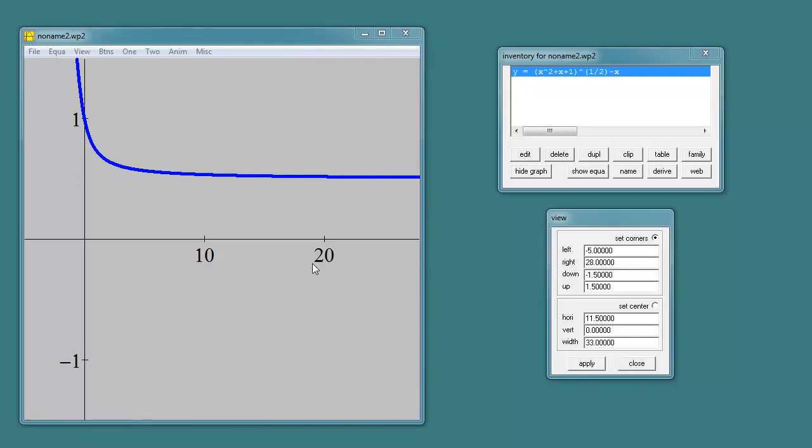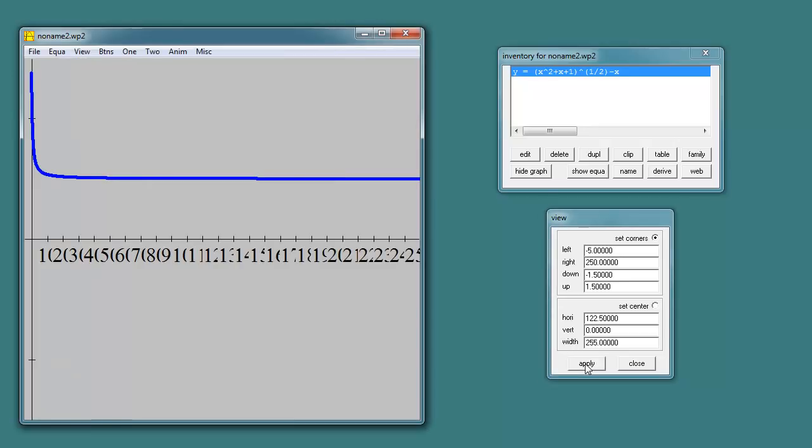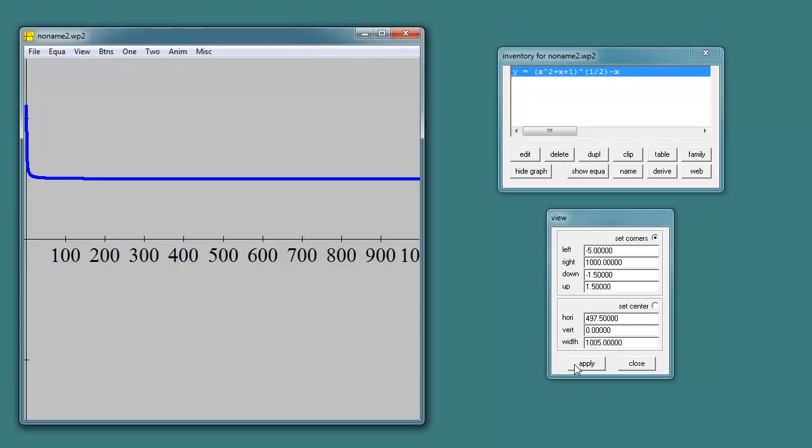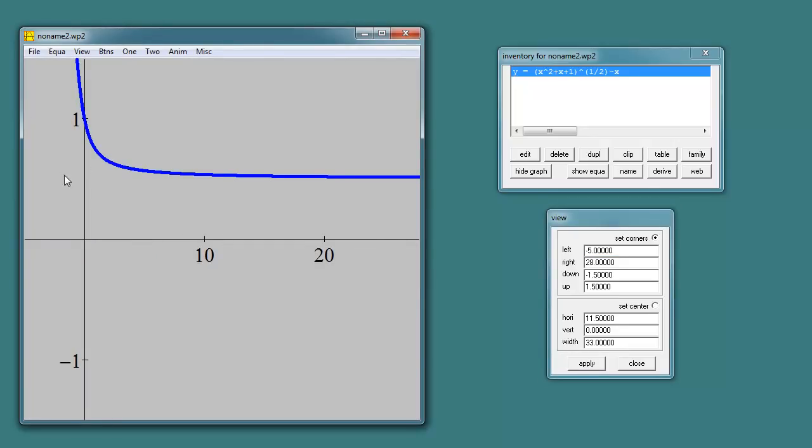So maybe we just haven't gone out far enough. Let's go out a little further, say maybe to 250, and we still aren't really getting close to 0. Let's go out to 1,000. We are not getting closer and closer to 0. Instead, we seem to be stuck right along this value, and it appears to be about 1/2. If I go back so I can see my scaling on my y-axis, it looks like it's at about 1/2 here. So what is going on? Where does that 1/2 come from?